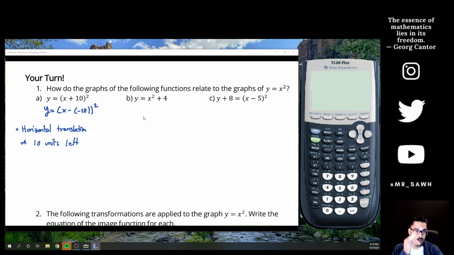For B, you don't have a number attached to x squared, but you do have a constant. So not a horizontal translation, but a vertical one, of 4 units up. I know it's up because that's a positive. The original vertex on the x squared is at the origin, (0, 0). The fact that this is plus 4 means my y-intercept is now 4 units up from 0, at positive 4, which means every point just moved up 4, because the whole graph will move.